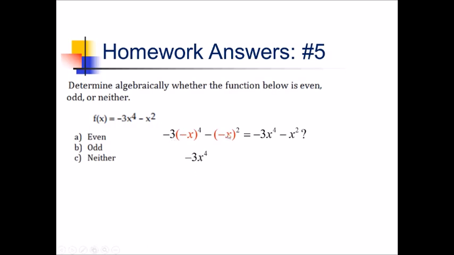Next, this negative x squared becomes a positive x squared, but we still have this negative between them out in front there. And taking a look at this expression and what we started with, those are identical, which means that this is indeed an even function, and we're going to choose choice A.